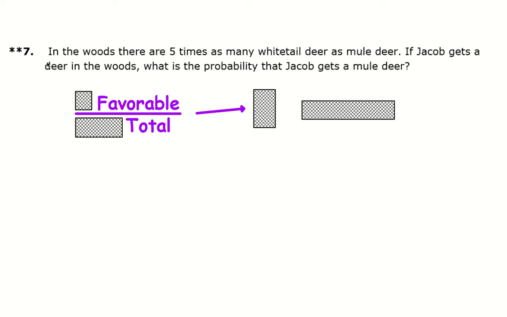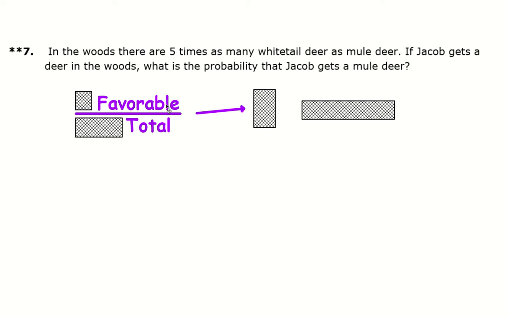If memory serves me, this is not a perfectly fitting problem for this whole thing, but in the woods there are 5 times as many white-tailed deer as mule deer. If Jacob gets a deer, it fits. It's extra tricky, I suppose, but it obviously fits. It's about probability.